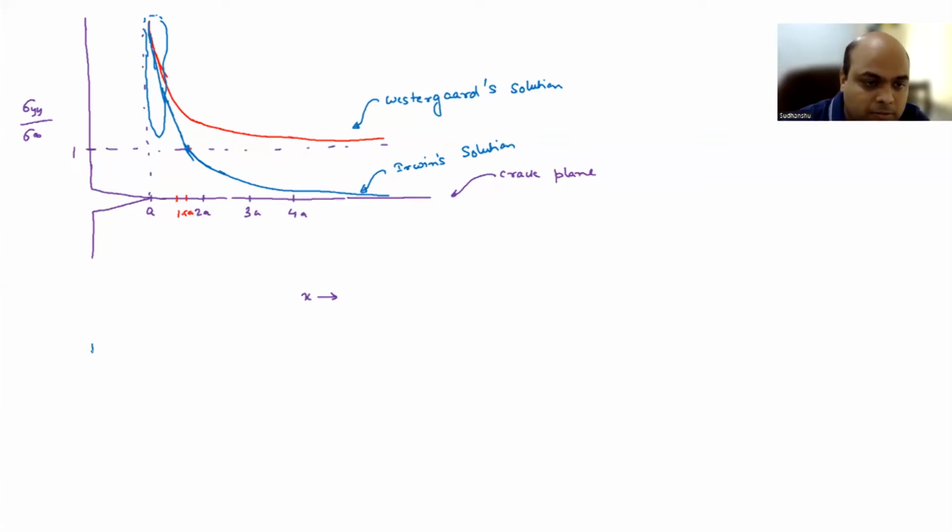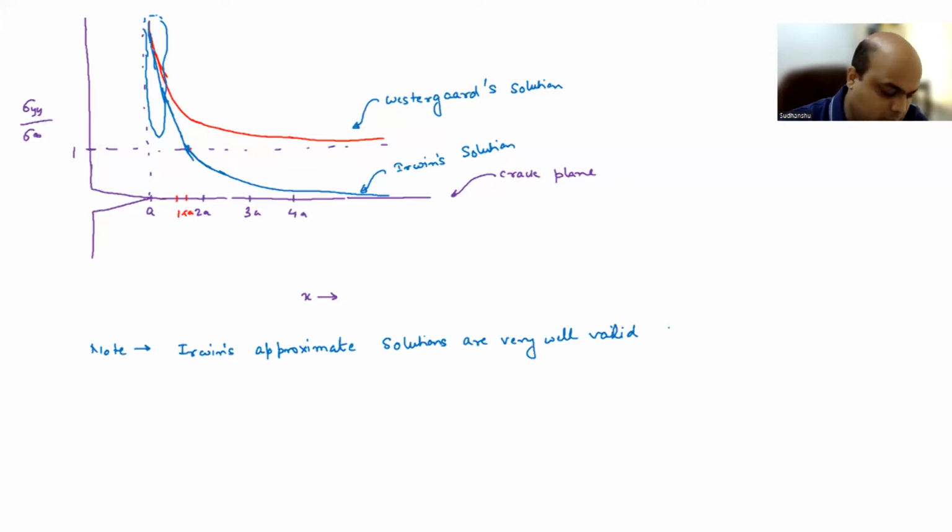Okay. So note: Irwin's approximate solutions are very well valid near the crack tip. And remember that this is what is important. You want to understand the stress distribution near the crack tip, because the crack growth is going to depend upon the nature of the stresses near the crack tip, not far away from the crack tip.